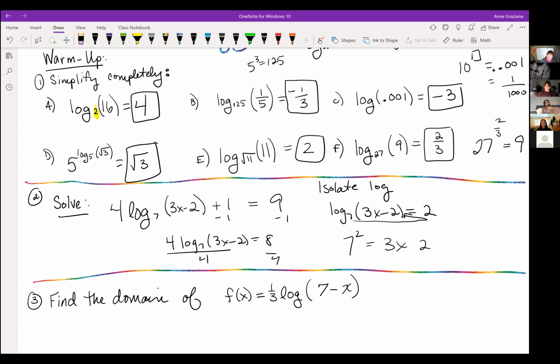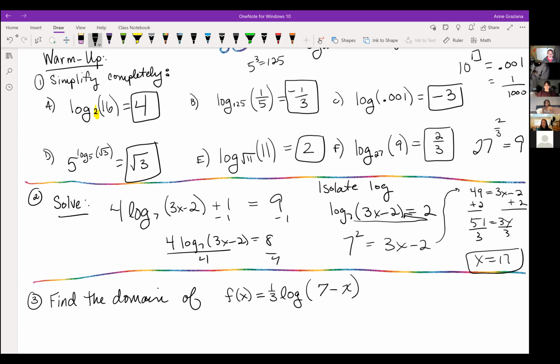You cannot solve it while it's in the log form. You have to use the definition to get rid of the log. Then we just solve this. So 49 equals 3x minus 2, add 2, and I get 51 equals 3x. When you divide by 3, x is 17. And there you go. Any questions on that?